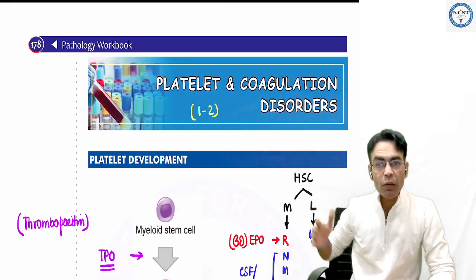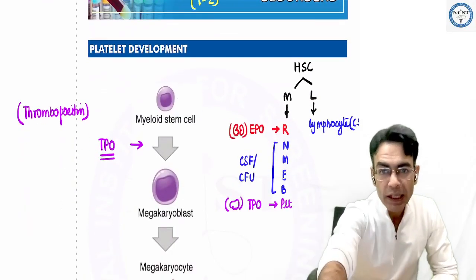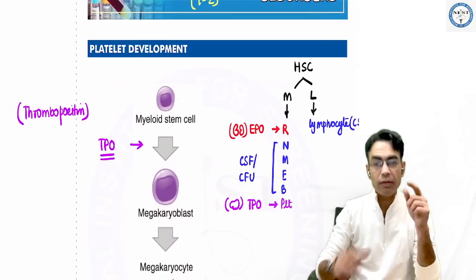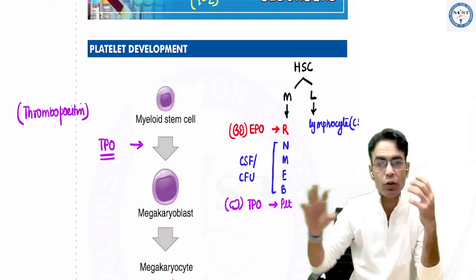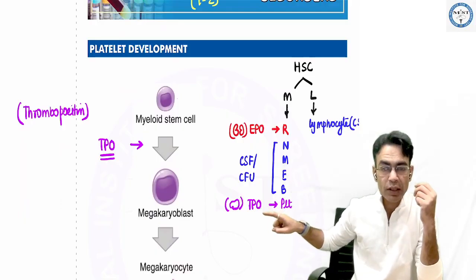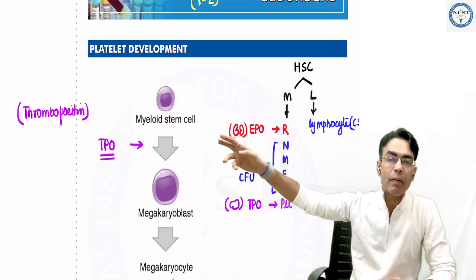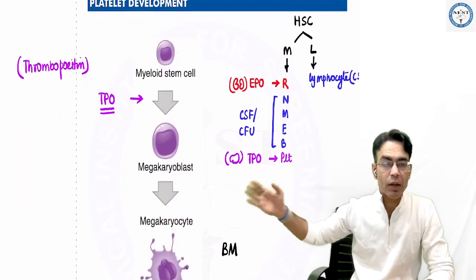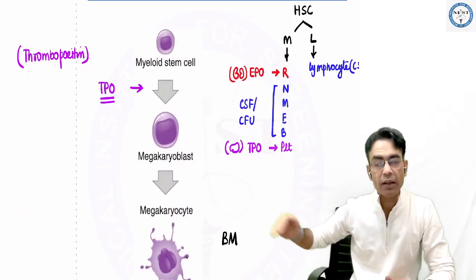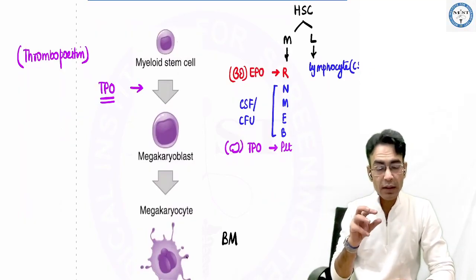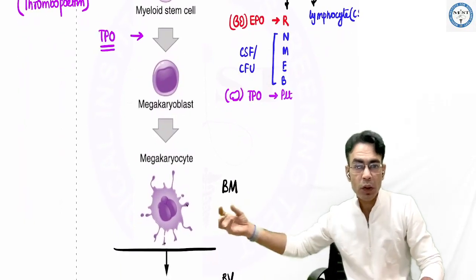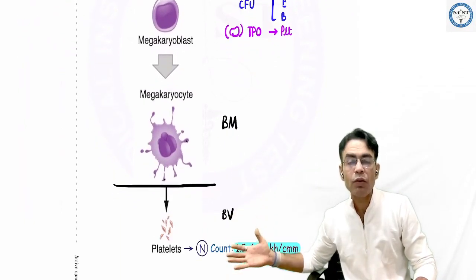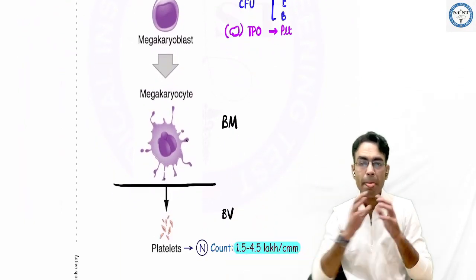For platelet development, we know that we have hematopoietic stem cell, which is first going to convert into myeloid and lymphoid, and myeloid is the cell which is actually going to give you platelets with the help of thrombopoietin. So when thrombopoietin is given to the myeloid stem cell, it converts into megakaryoblast, and then it converts into megakaryocyte. And this megakaryocyte is the precursor cell of platelets. So it will burst into multiple pieces and will give you platelets in the blood.